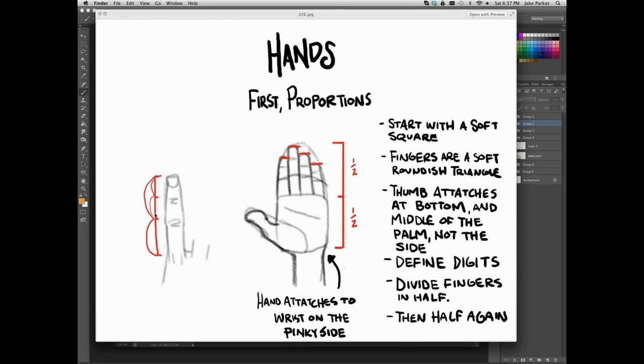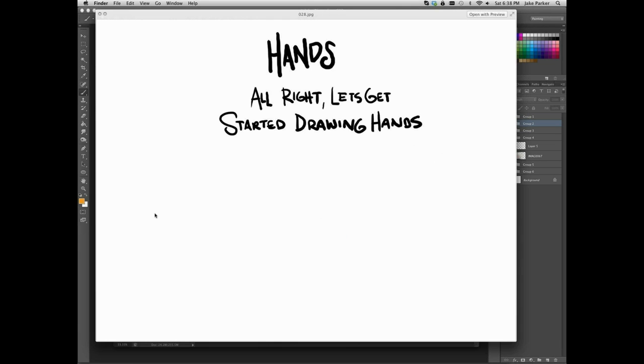If you look at your hand again, hold it up. That's pretty much where the straight lies. The other side, on the thumb side, is where your curve is going to lie, and most of the hand stretches off that side. Okay, so let's start drawing some hands.